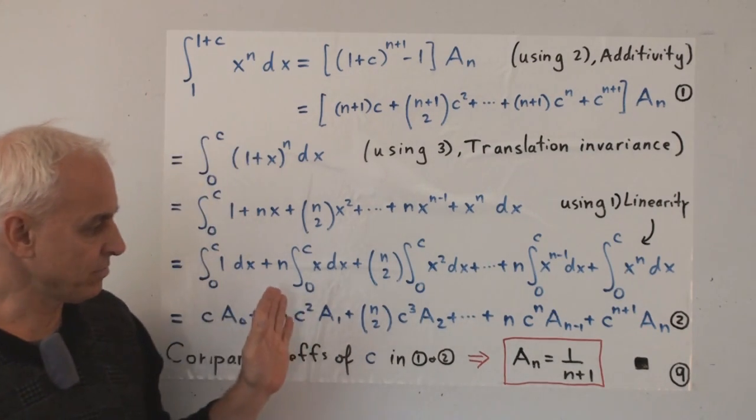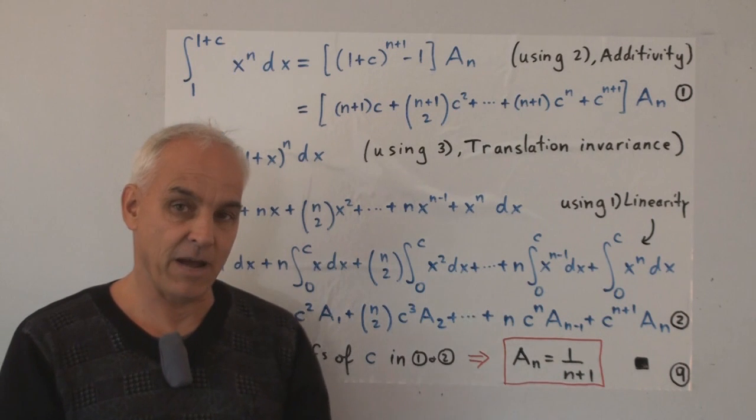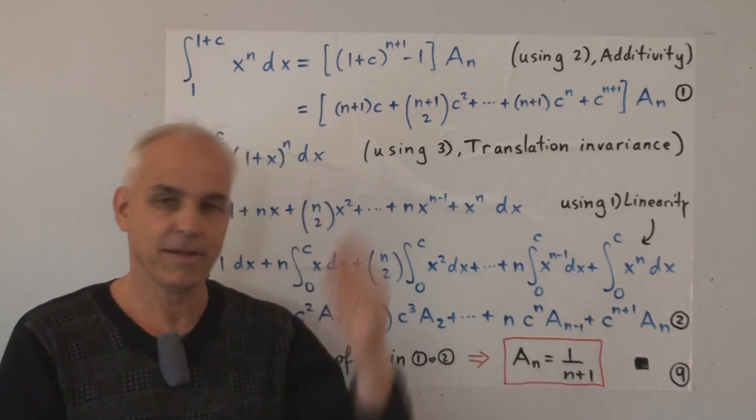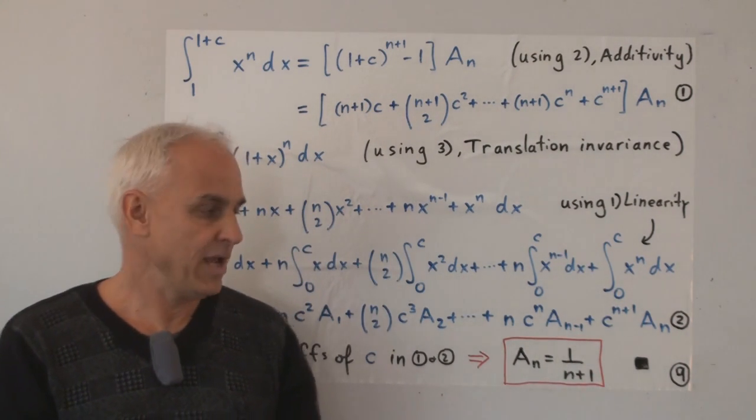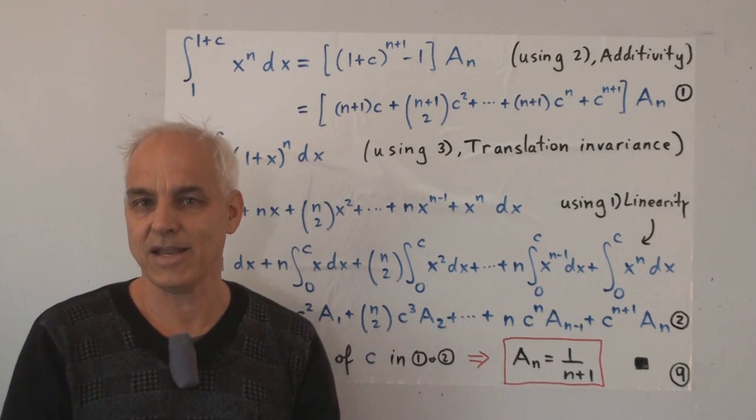All right, this argument would be accessible to Cavalieri. If we went back to Cavalieri's time and I showed it to him, he would probably go, yes, of course, why didn't I think of that? It's not so different from the kinds of manipulations and thinking that he was doing.